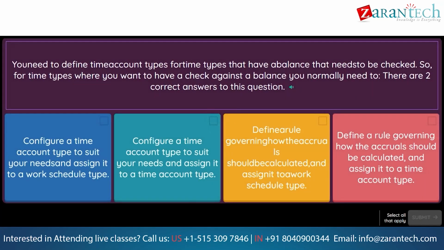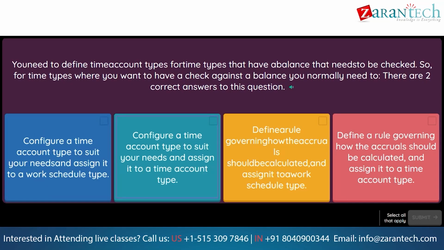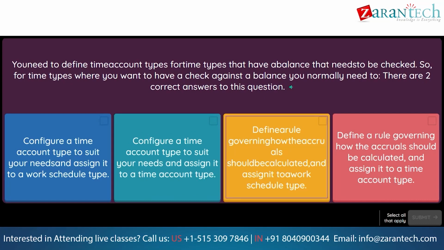Question: you need to define time account types for time types that have a balance that needs to be checked. So, for time types where you want to have a check against a balance you normally need to, there are 2 correct answers to this question. Option 1 Configure a time account type to suit your needs and assign it to a work schedule type. Option 2 Configure a time account type to suit your needs and assign it to a time account type. Option 3 Define a rule governing how accruals should be calculated and assign it to a work schedule type. Option 4 Define a rule governing how the accruals should be calculated, and assign it to a time account type.